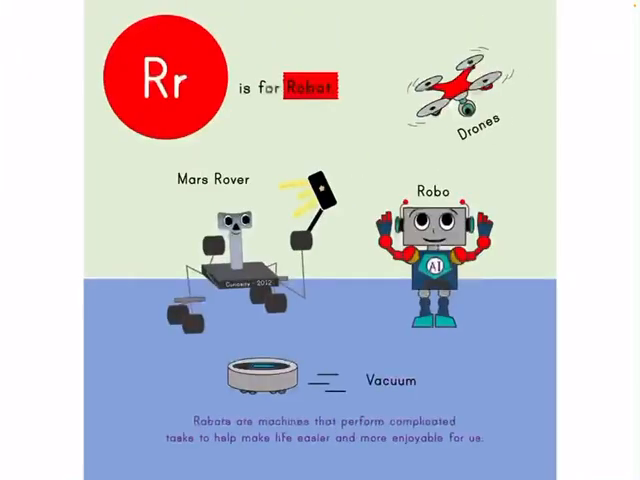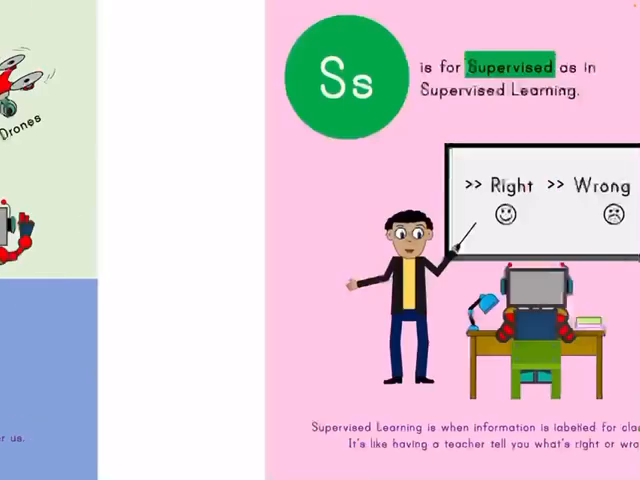R is for robot. We have many robots that are present. There are drones, there are rovers, even vacuum robots. Mars rover, moon rover. Robots are machines that perform complicated tasks to help make life easier and more enjoyable for us.